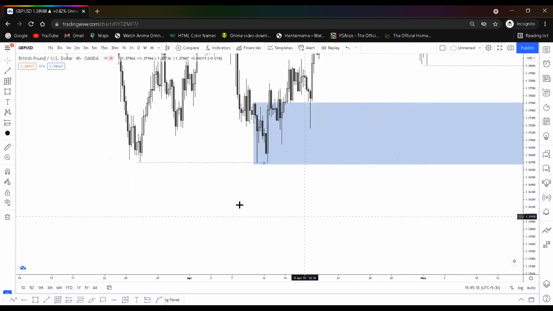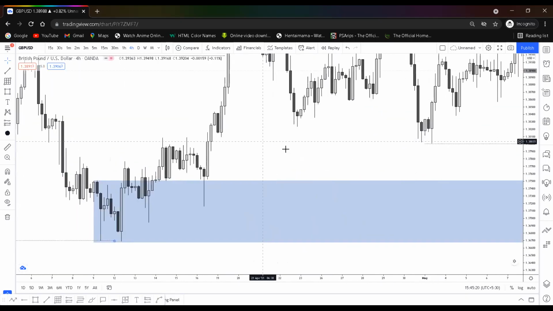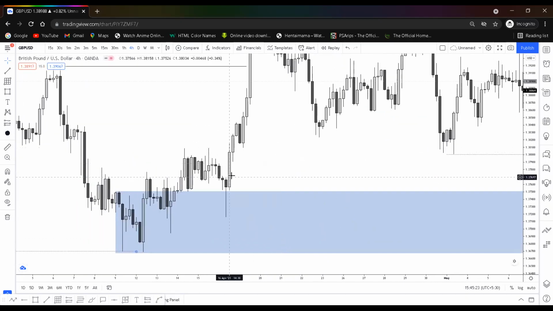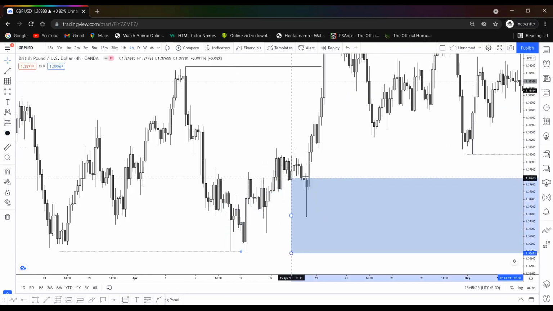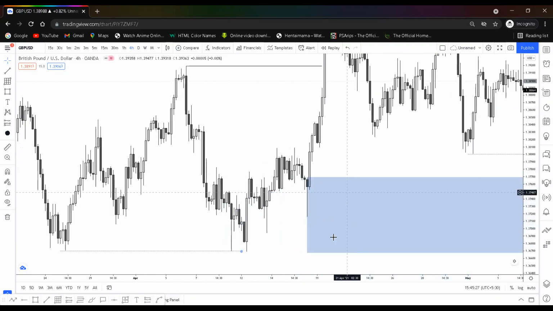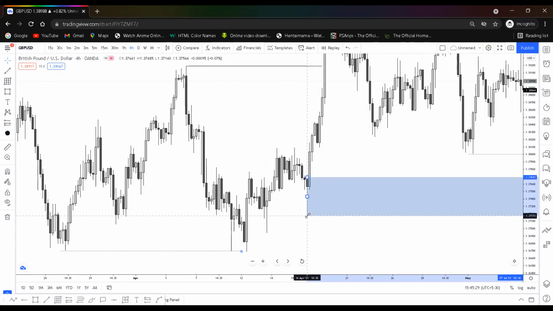And then now we're going to refine it to where the imbalance is. Can you see this imbalance? The last point of imbalance within that newly created range. Okay, so now we're going to refine it down to here.